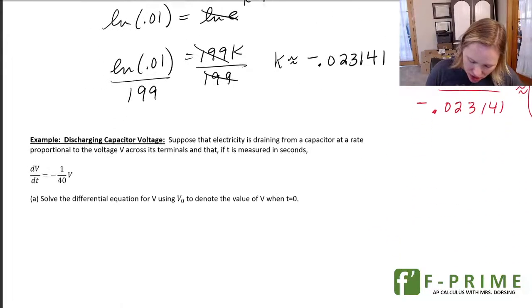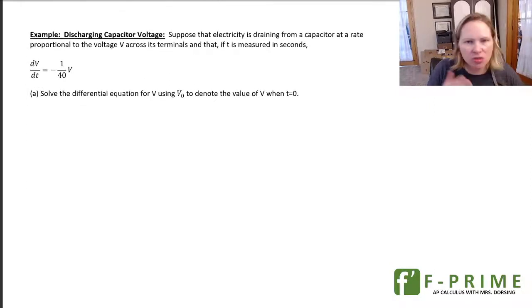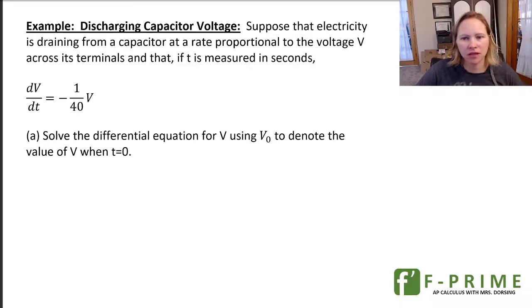So let's take a look at a couple more examples here. These are some tougher examples that you might see. Here we have a situation where we've got electricity draining from a capacitor at a rate proportional to the voltage V across its terminals, and if t is measured in seconds, then we have this equation. We want to solve the differential equation for V using V sub 0 to denote the value of V when t is 0.